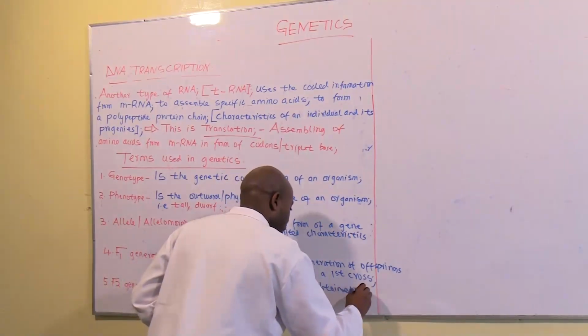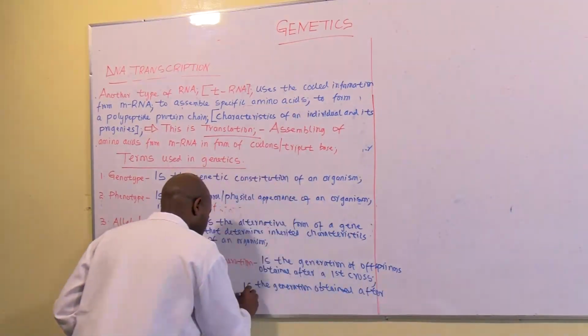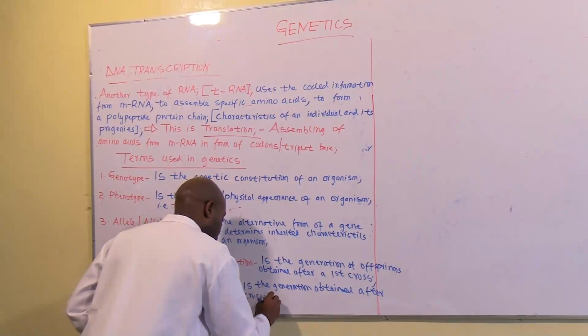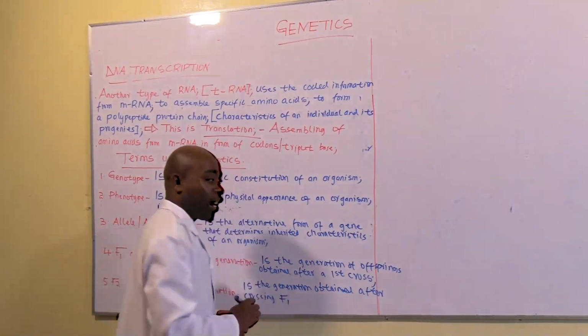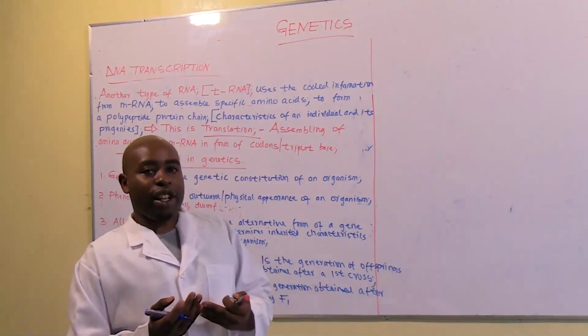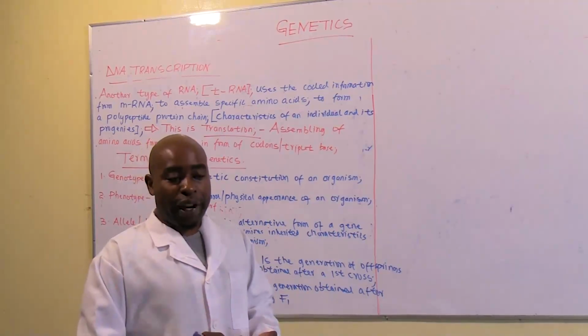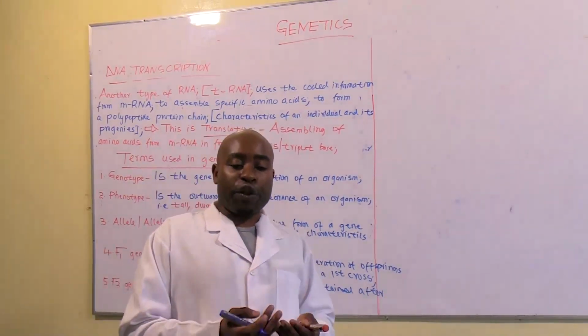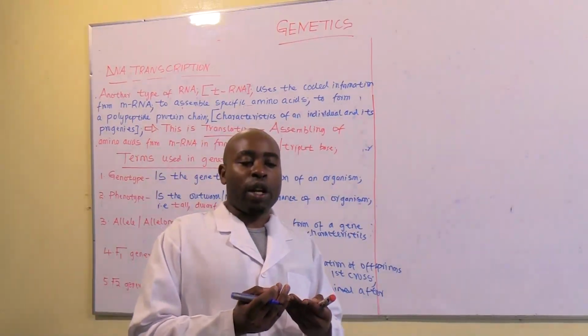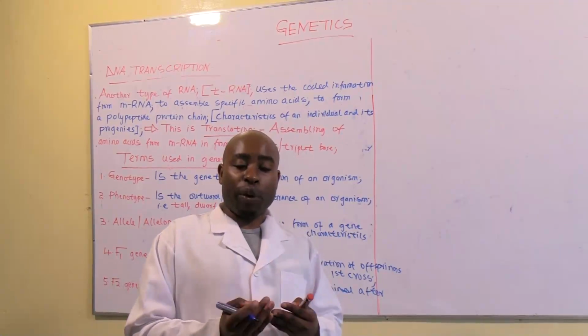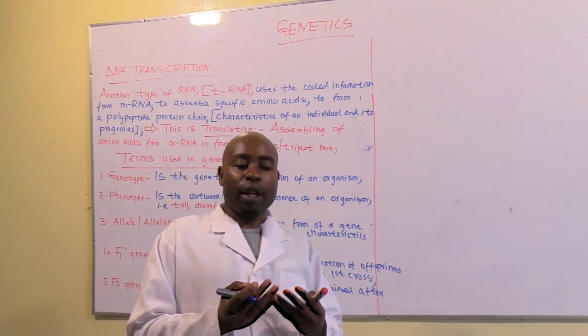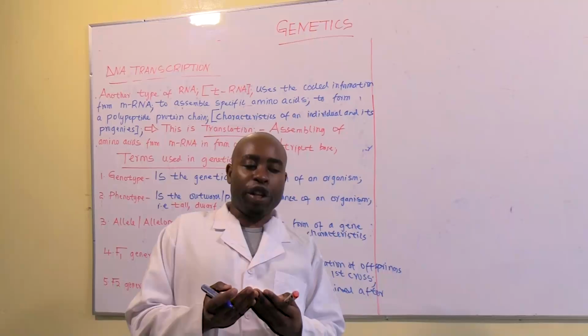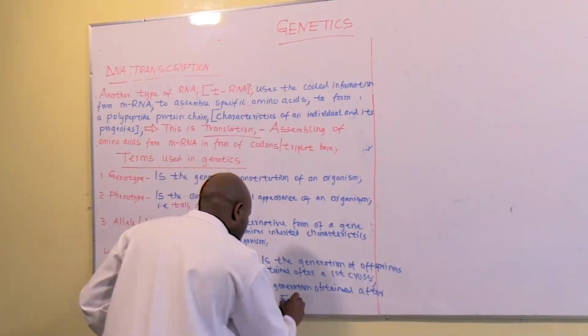Obtained after crossing F1. So the first cross, we get F1. Then for us to get F2, F1 generation must be crossed. So therefore, that means crossing F2 generation will give F3 generation and so on.